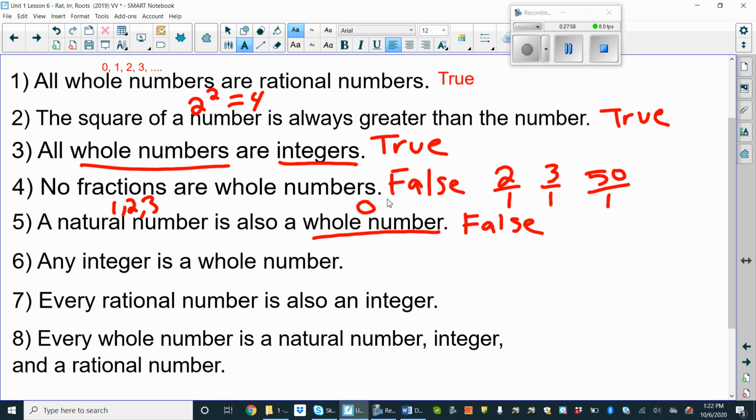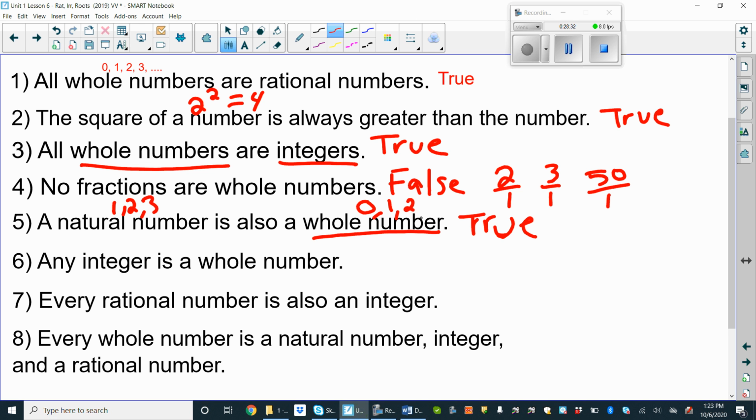Oh, I'm sorry. That one, I'm sorry. A natural number is also a whole number. That is true. I read too much into that one. But that is true. A natural number is also a whole number. Yes, because if you think of all of the natural numbers, they are also included in the whole numbers. So even though it's 0, it's 1, 2, 3, etc., which is every natural number. That's true.